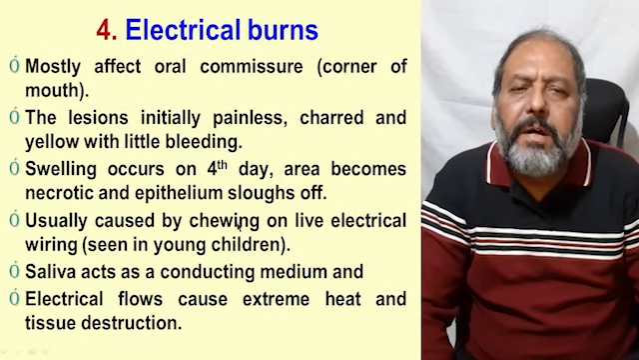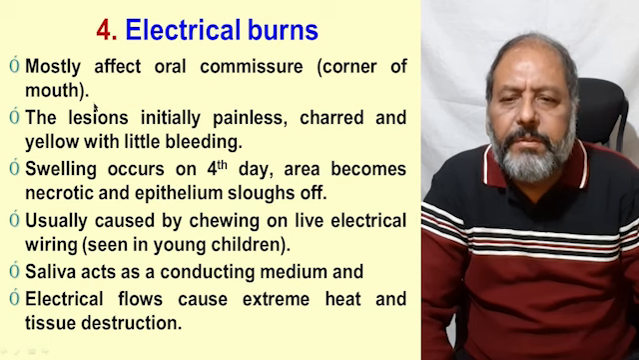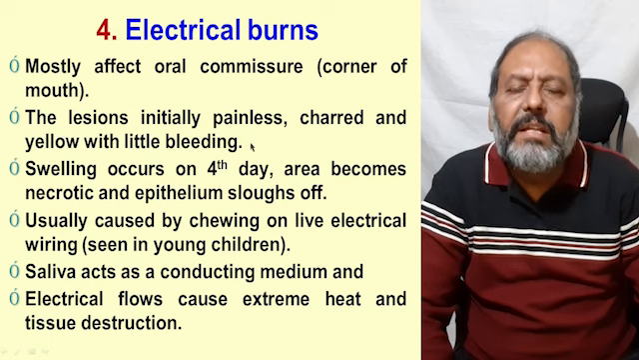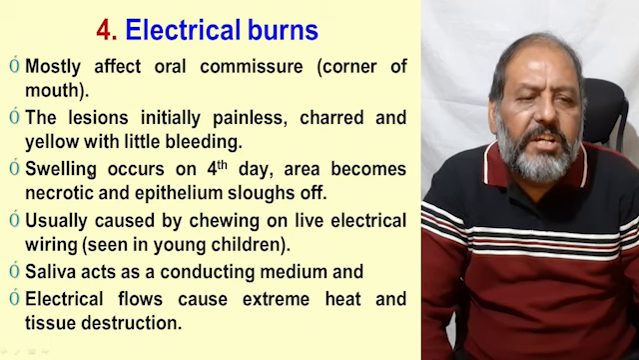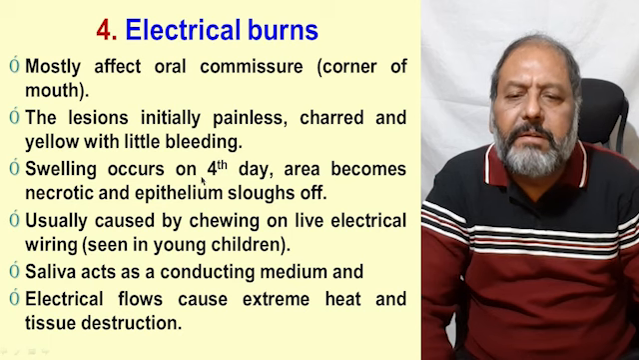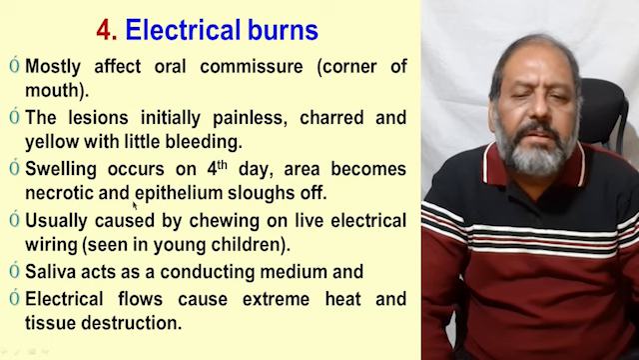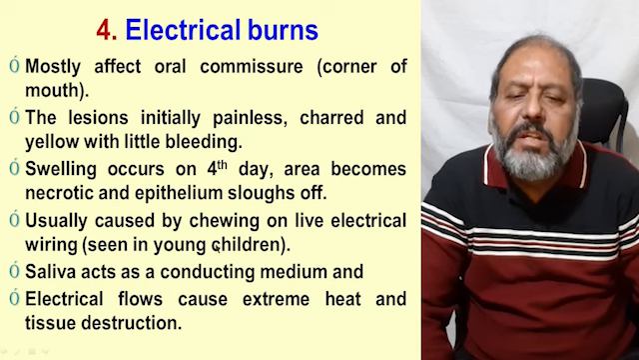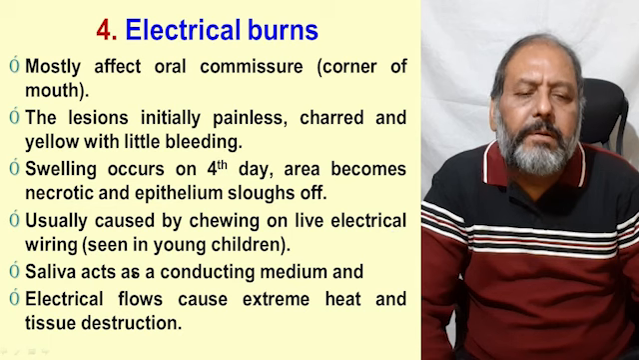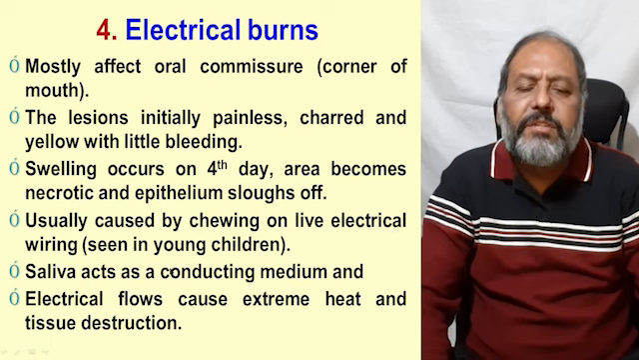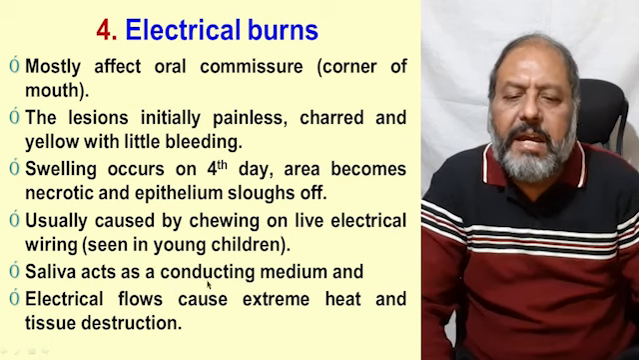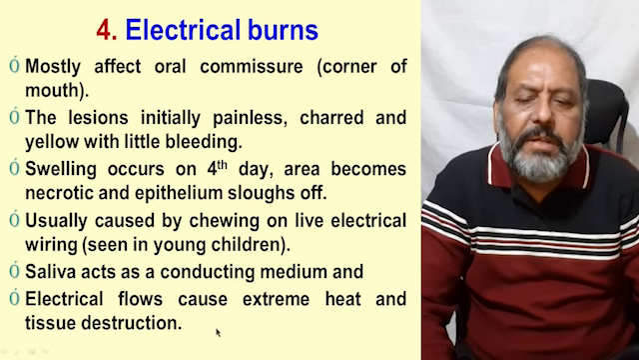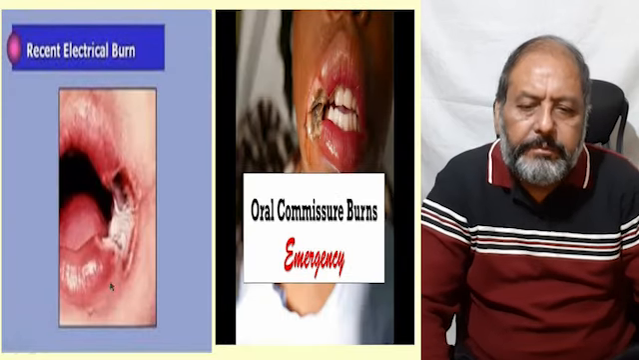Now, the electric burn, the fourth type of injury. These mostly affect the oral commissure, the corner of the mouth. The lesions initially are painless, charred, and yellow with little bleeding. Swelling occurs on the fourth day. The area becomes necrotic and the epithelium sloughs off. Usually it is caused by chewing on live electrical wiring, seen in young children. Saliva acts as a conducting medium and electrical flow causes extreme heat and tissue destruction.